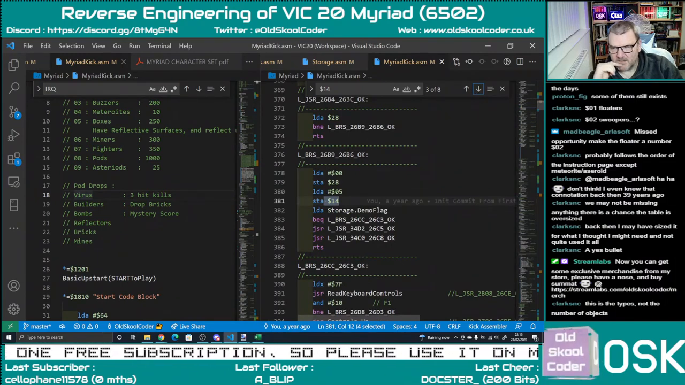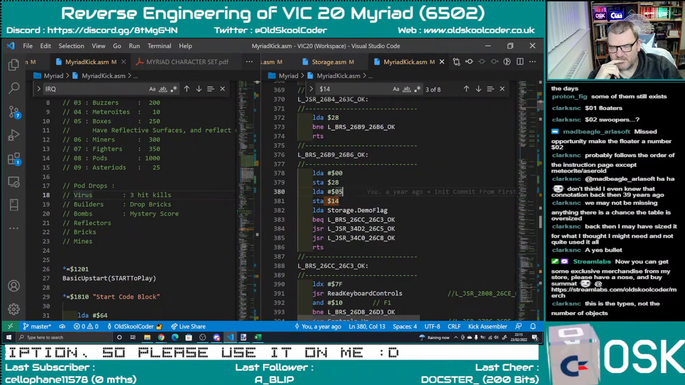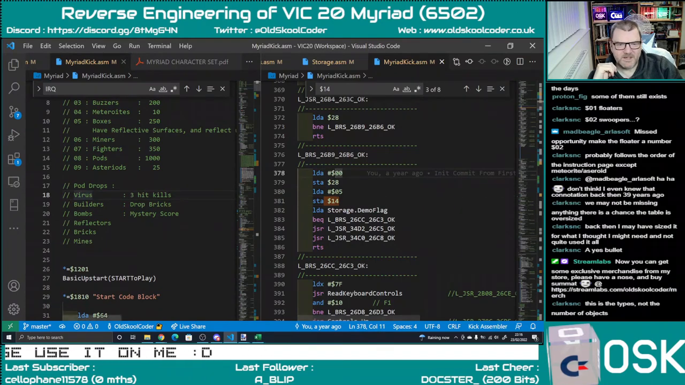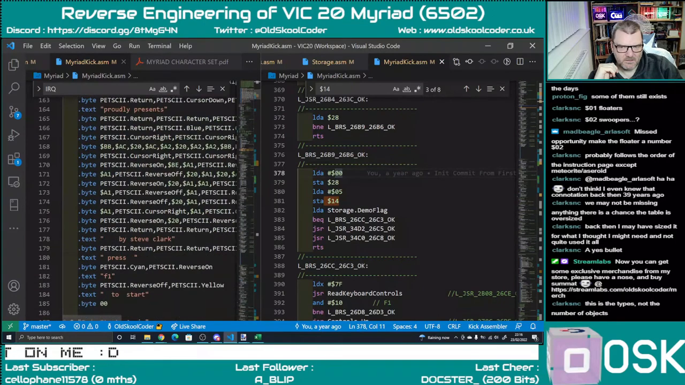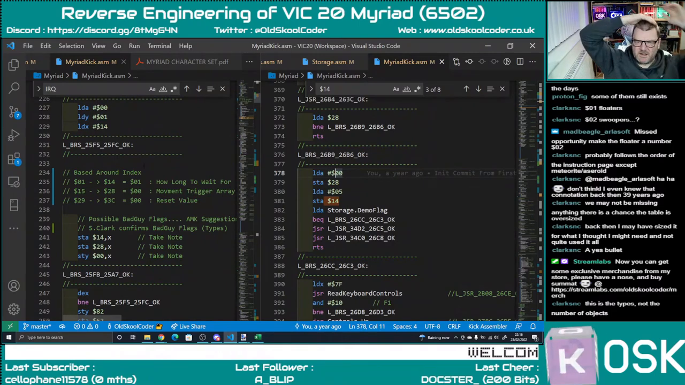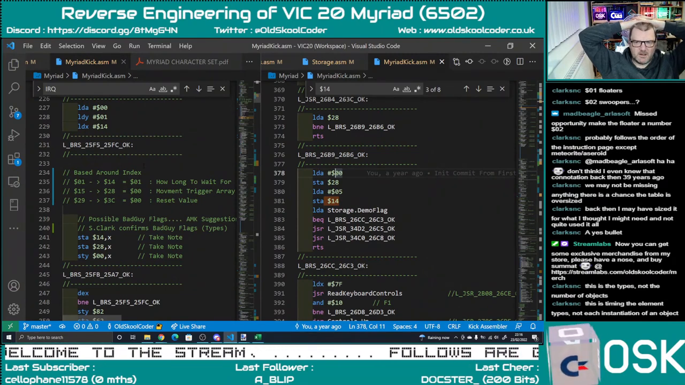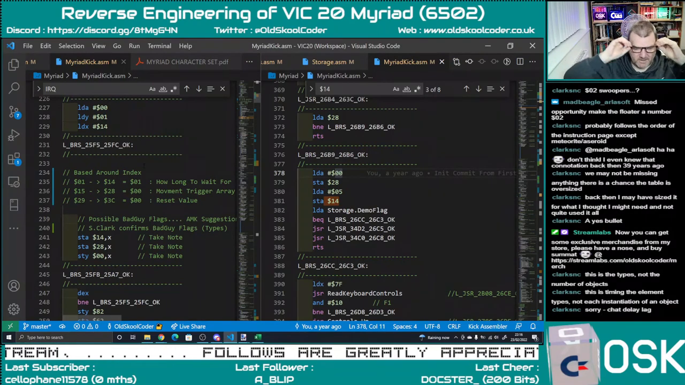So here, five into 14. So that's okay. What do we say? Zero is right. So we're saying 28 is the reset value. Yeah, 28 is the trigger, and 14 is how long to wait. Okay.